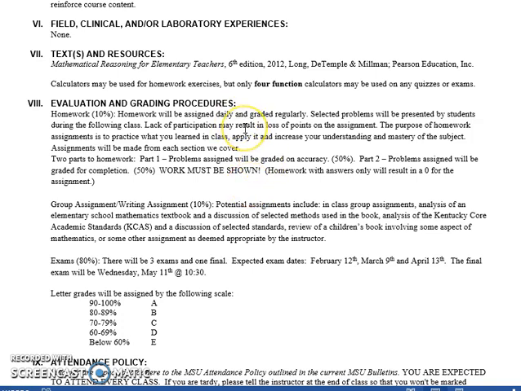Lack of participation may result in loss of points on the assignment, so make sure you're ready to participate, especially if I've given you a heads up that you're going to be doing this problem in the next class. The purpose of homework assignments is to practice what you've learned in class, apply it, and increase your understanding and mastery of the subject. So it's important that you do your homework. Because of that, we're getting a grade for it.